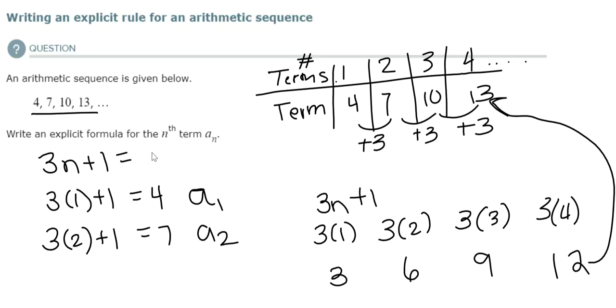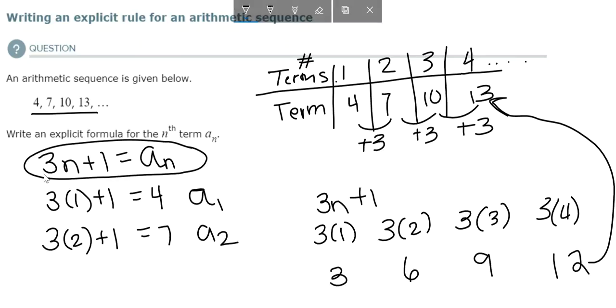So what this is, your a sub n. This is your nth term, your general formula for this sequence. So that's what I typically do. So I look for the common difference. That's what's multiplied to your n.